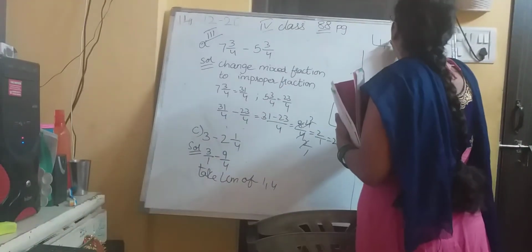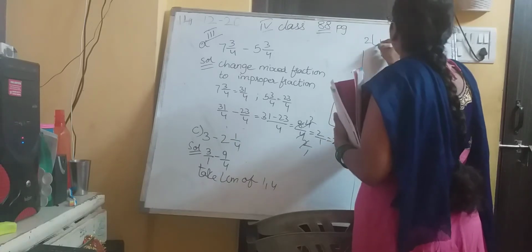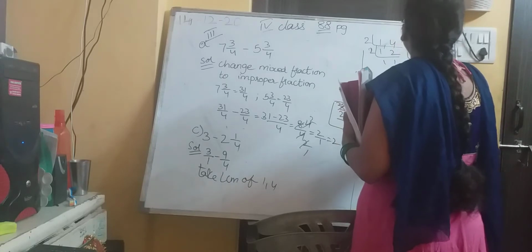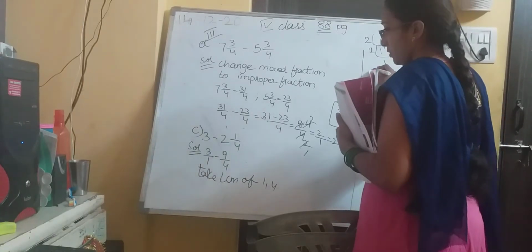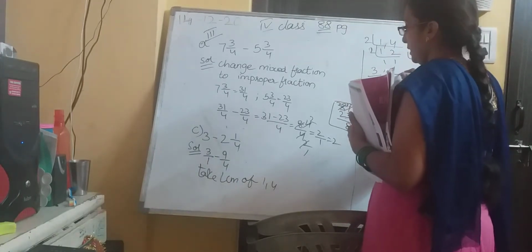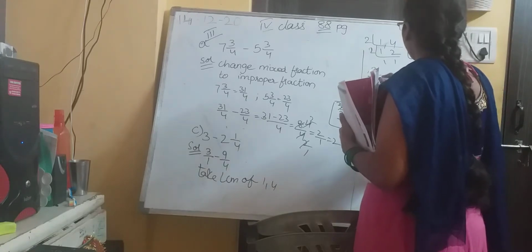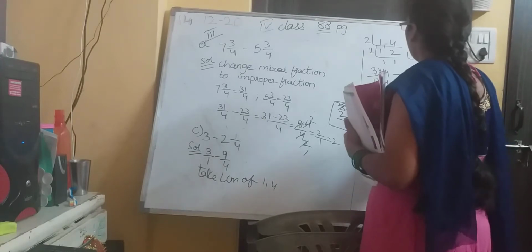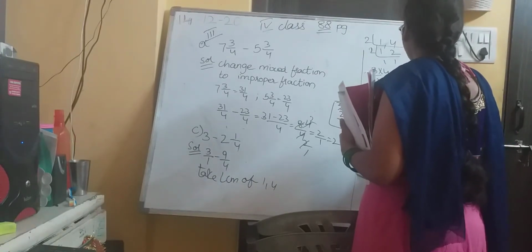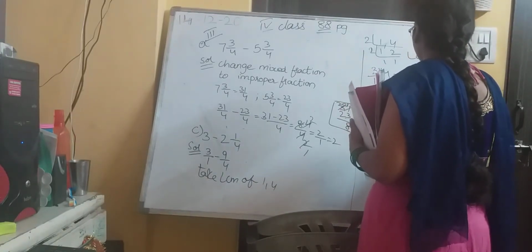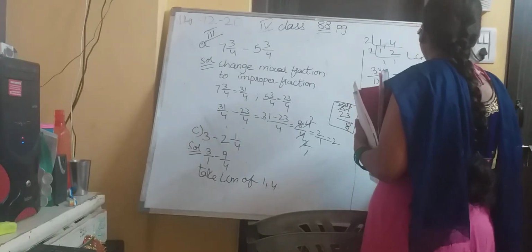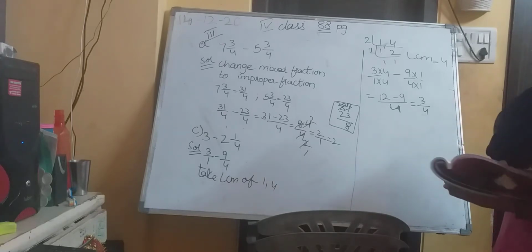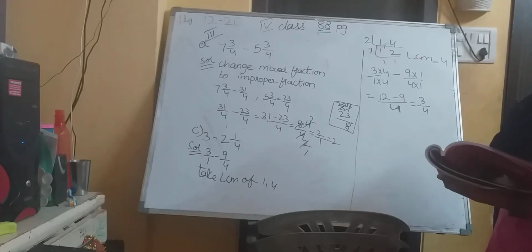LCM of 1 and 4 is equal to 4. Now, 3 by 1 minus 9 by 4. 1 4s are 4, 3 4s are 12. 12 minus 9 by 4. That is 3 by 4. That's all. We can't cancel it to a lower term. So, we are leaving it as 3 by 4. Okay?